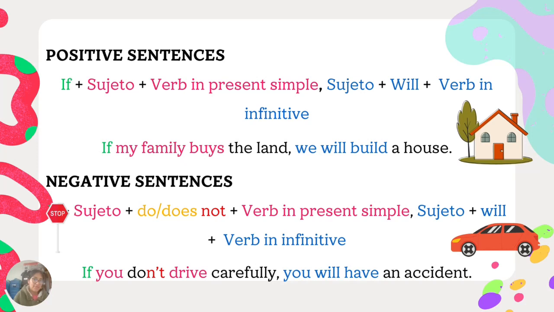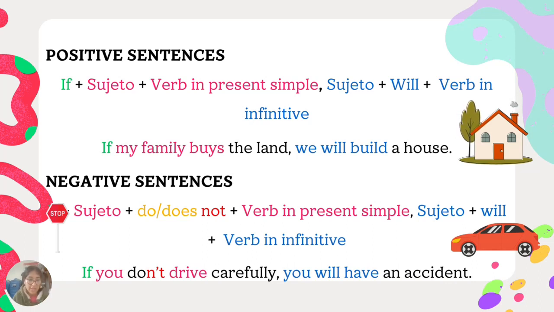Structure for the positive sentences: if plus the condition clause, subject plus verb in present simple, comma, plus the subject plus will plus the verb in infinitive. An example: if my family buys the land, we will build a house.